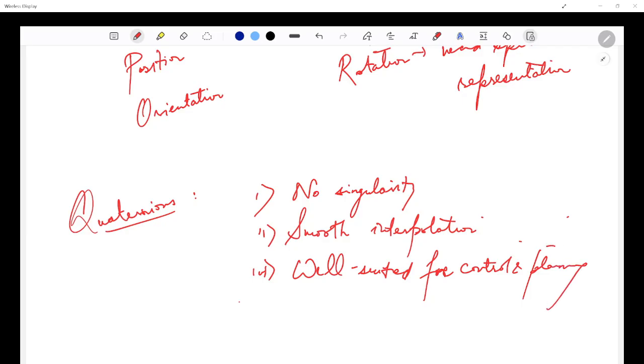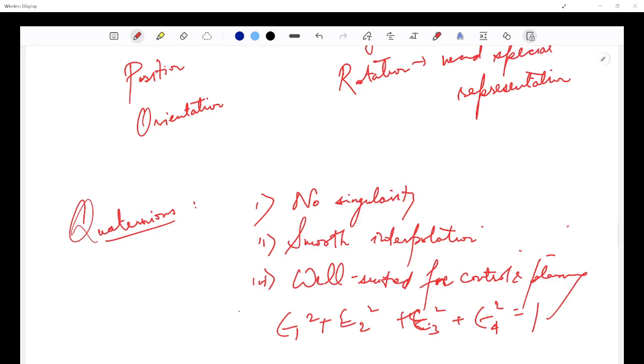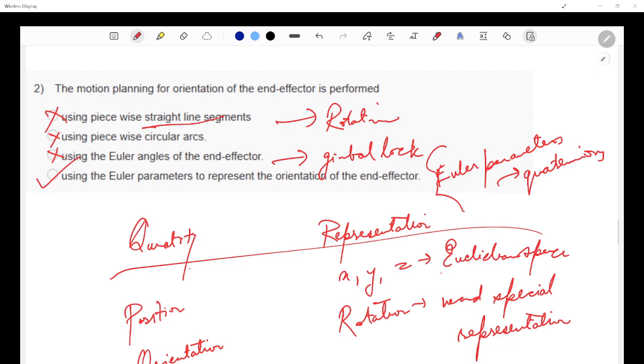Okay. So epsilon 1 square plus epsilon 2 square plus epsilon 3 square plus epsilon 4 square is equal to 1. Orientation lies on a unit sphere. So the best way to represent orientation, the answer is always these quaternions. So okay, I think it is clear.